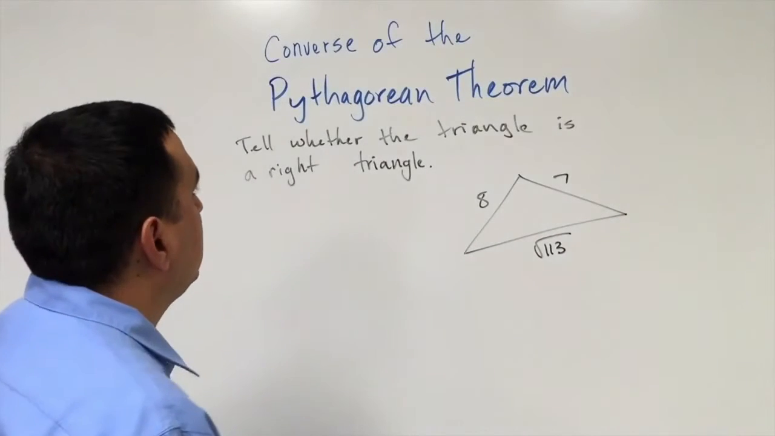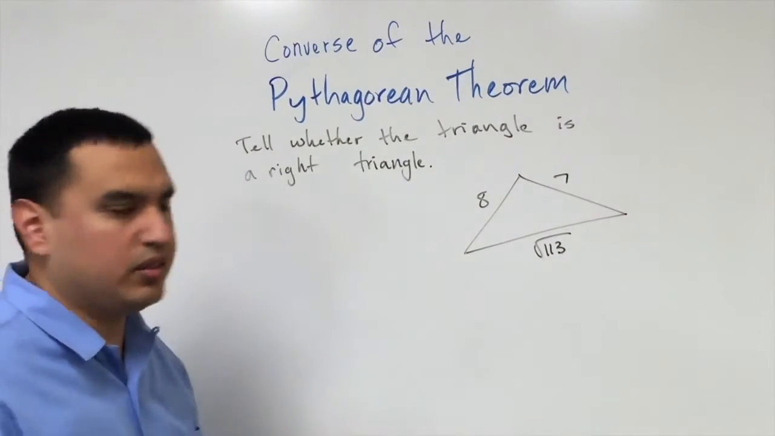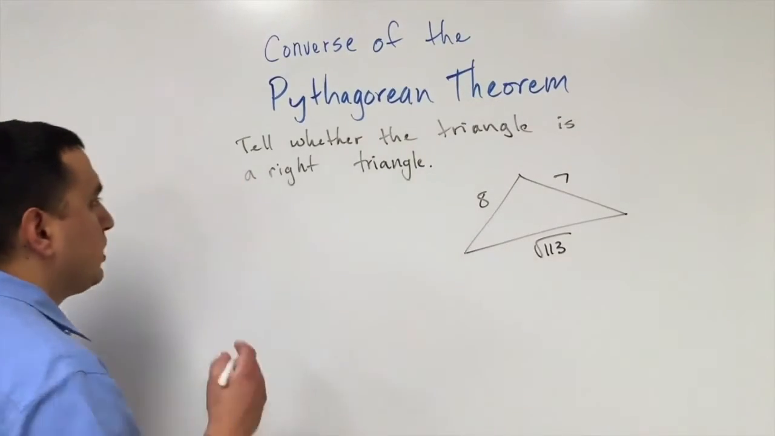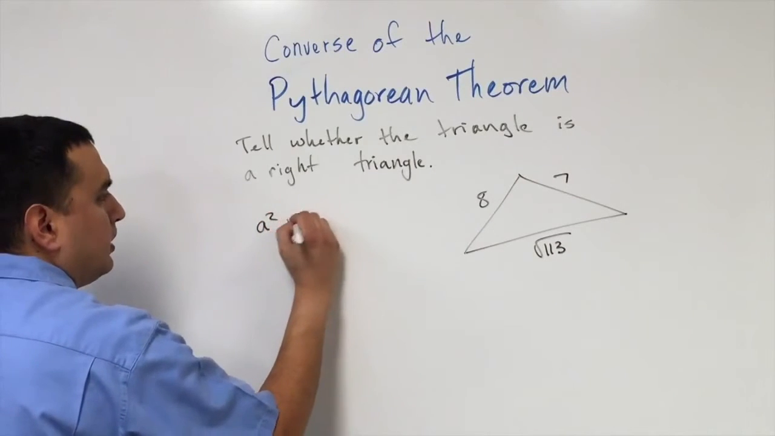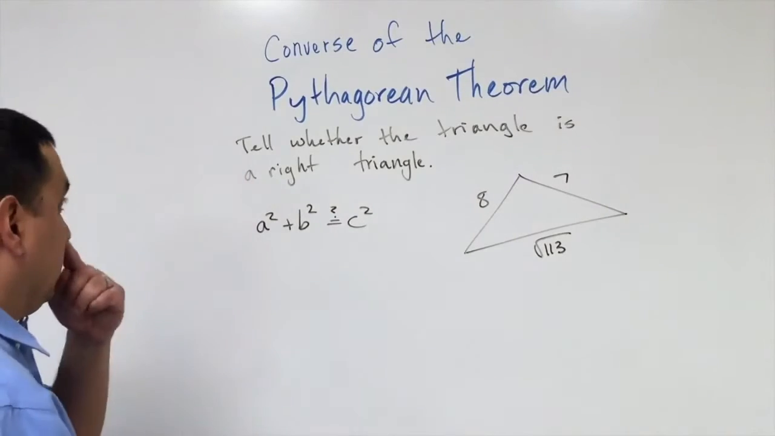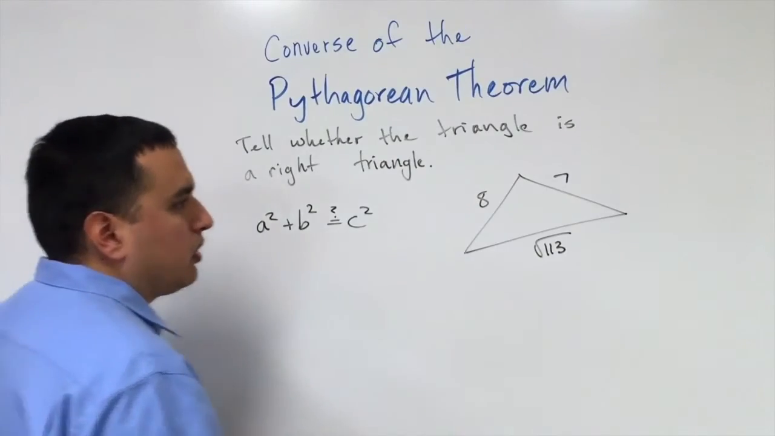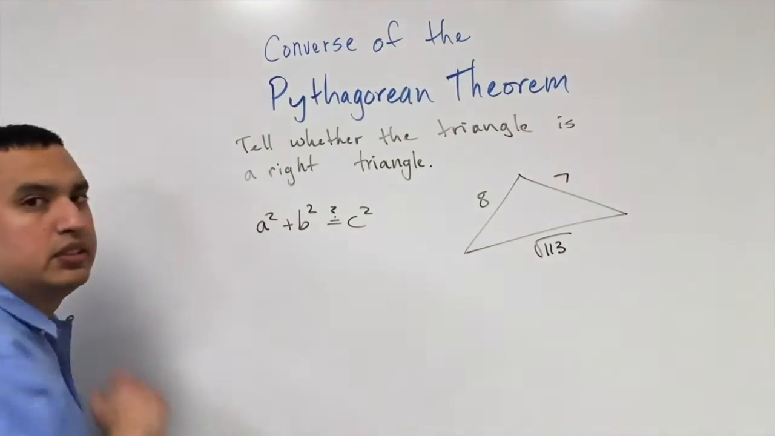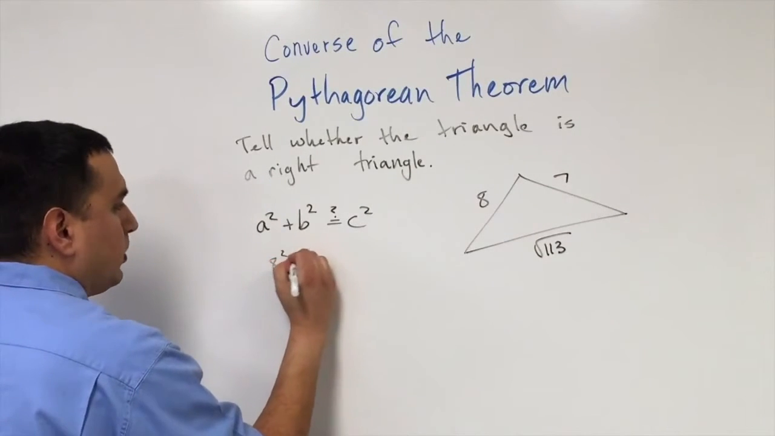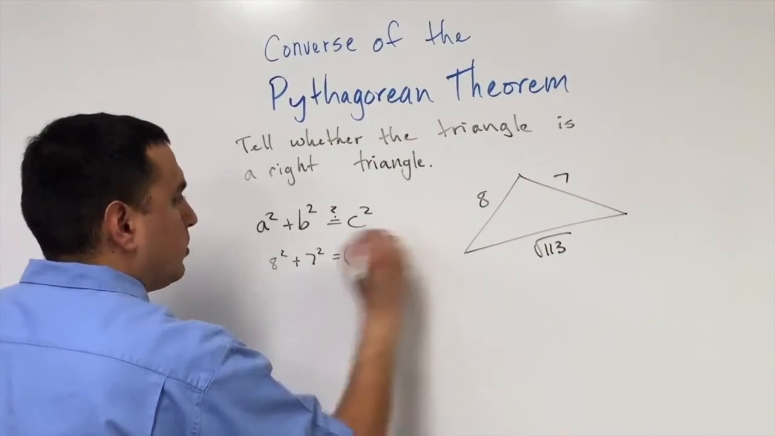Next, I'm going to show you what's called the converse of the Pythagorean Theorem, and that's just simply us using the Pythagorean Theorem to decide if a given triangle is a right triangle. So basically, you're asking yourself, does a squared plus b squared actually equal c squared? So here's an example. We're going to use our longest side as our c, and the other two will be our a and b. So we have 8 squared plus 7 squared equal to the square root of 113 squared.